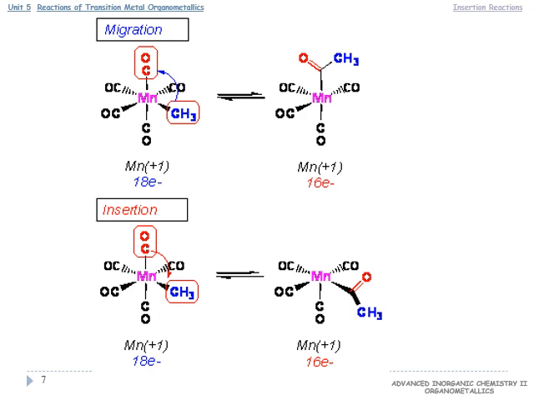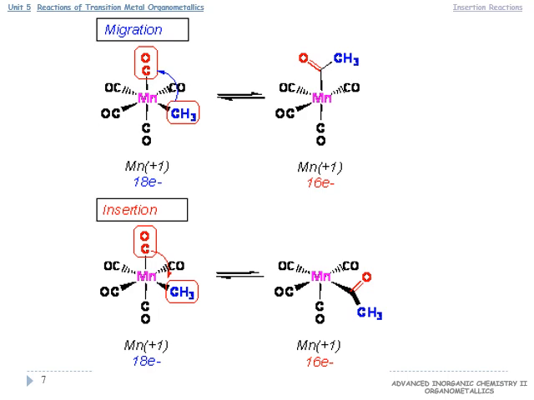These are two different directions in which a migratory insertion can occur. A migration, this first one, is when the anionic ligand moves and performs a nucleophilic-like intramolecular attack on the electrophilic neutral ligand. An insertion is when the neutral ligand moves and inserts into the bond between the metal and the anionic ligand. Both of these pathways are illustrated in this slide.